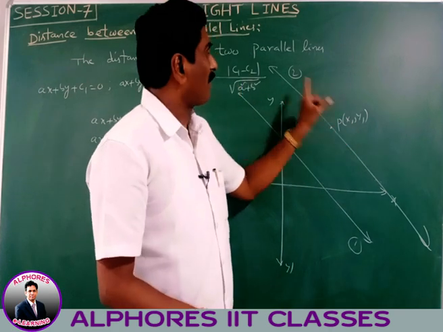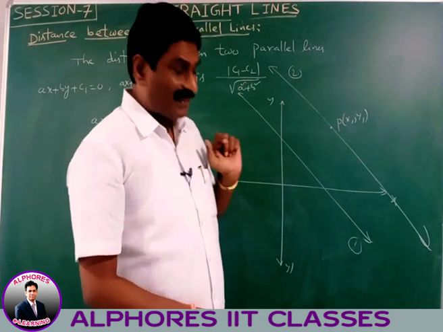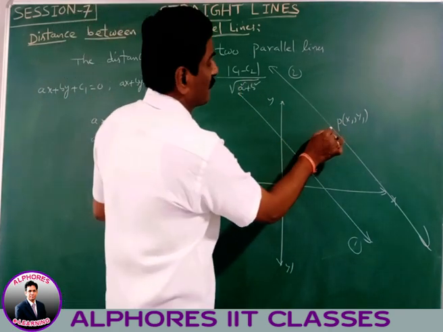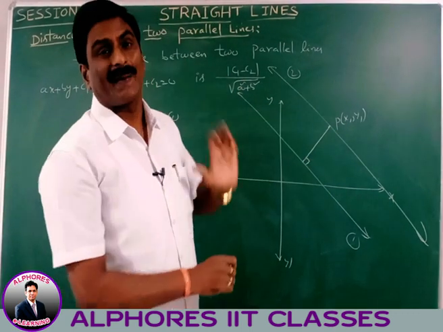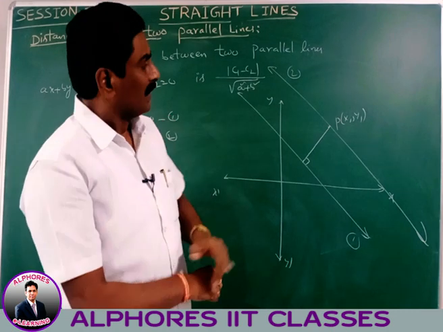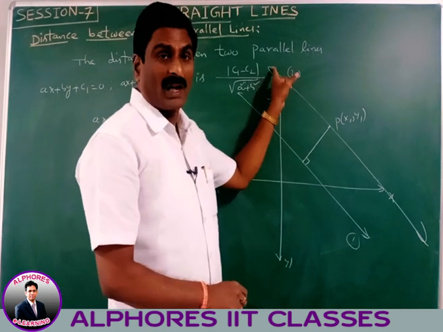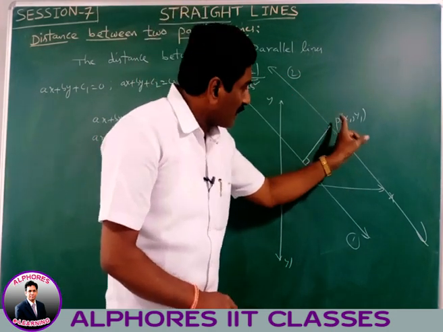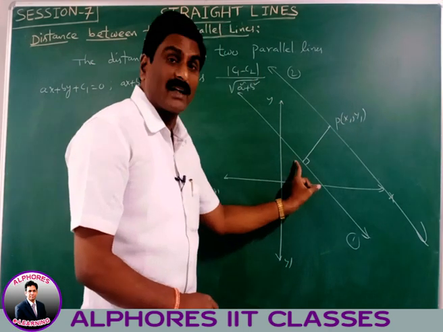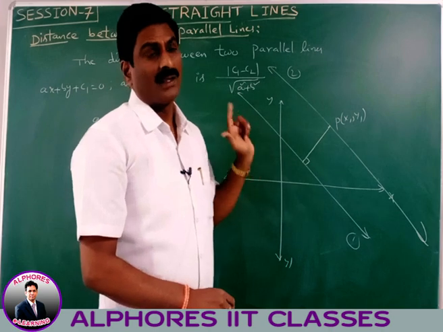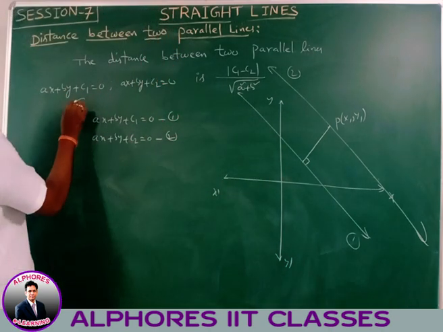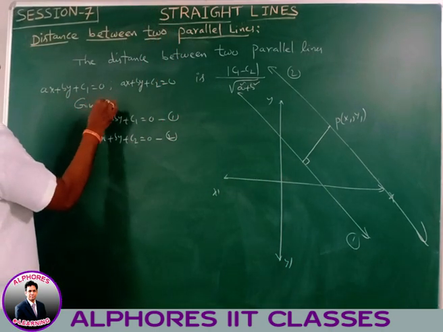Let P(x1, y1) be a point on line 2. Then the perpendicular distance from P to this first line is nothing but the distance between these two parallel lines. Please observe this value. Let P(x1, y1) be one of the points on line 2. Then the perpendicular distance from P to line 1 is nothing but the distance between the two parallel lines.